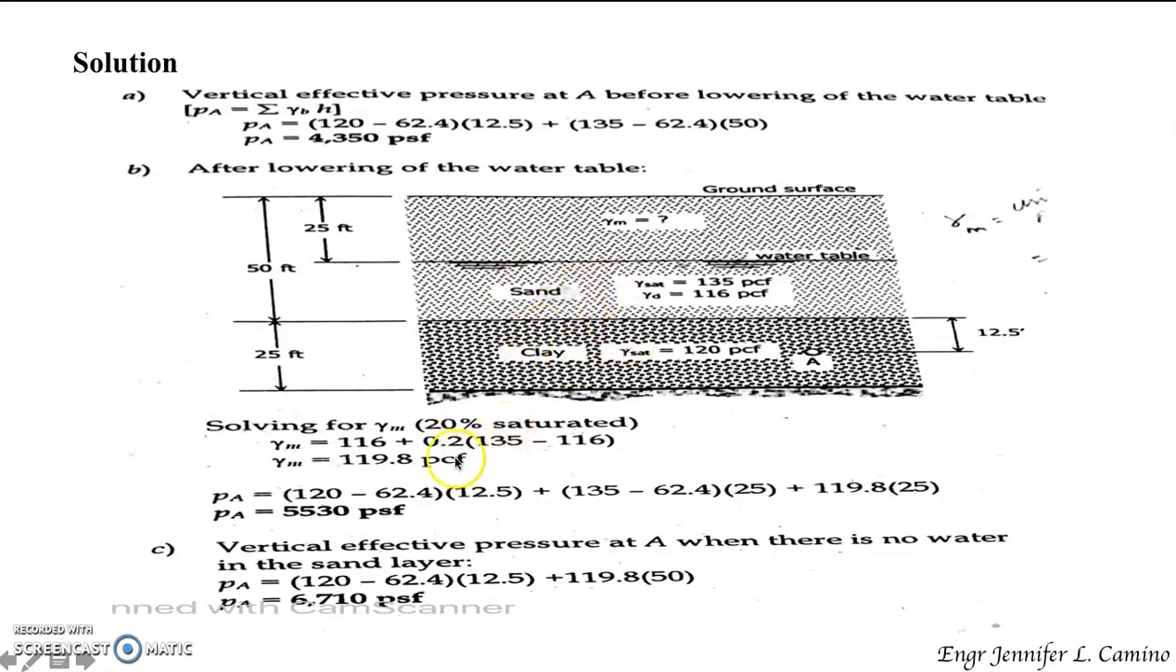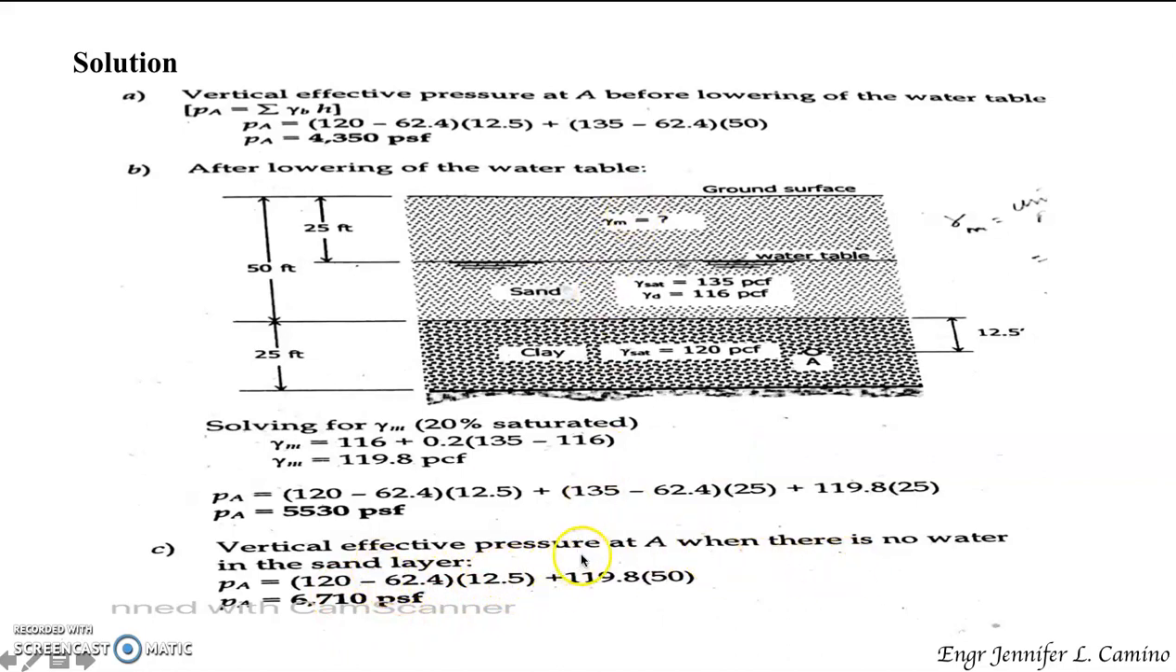And if we try to get the pore water pressure at point A, that will be 62.4, the unit weight of the water, times 12.5. The water table is only on this portion. There is no water on the sand, so the pore water pressure would be 62.4 times 12.5, that is the height of the water table towards point A, and it gives us 780.